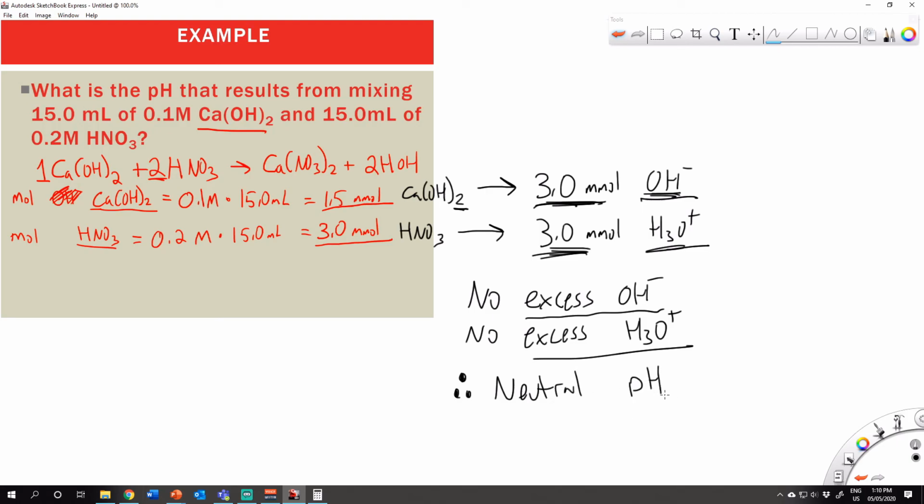And what is the pH of a neutral solution? At room temperature, the pH would be 7. It's a common thing that a lot of students forget, that neutral solutions do have a pH value. It's 7. There we go.